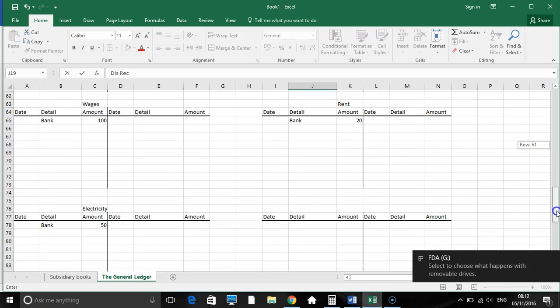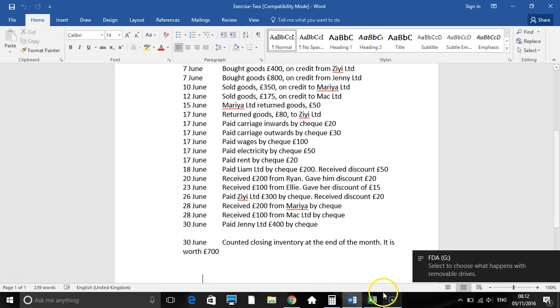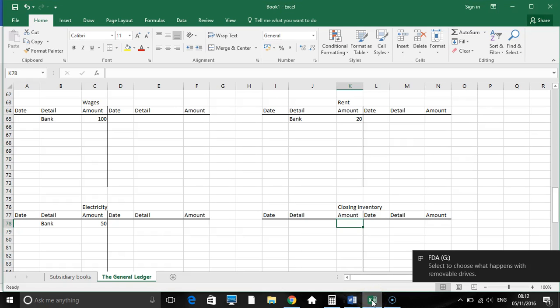We're told that we have some closing inventory. We only know about this at the end of the period. So we go in and we count our closing inventory, and the question tells us that you have closing inventory worth £700. So what do we do? We have closing inventory worth £700.